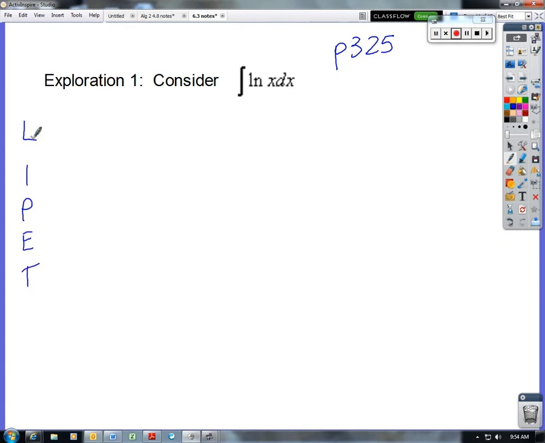Well, L, that's natural log. That's got to be my u. So this is my u, this is my dv. Let's again write the formula for parts. The integral of u dv equals uv minus the integral of v du.